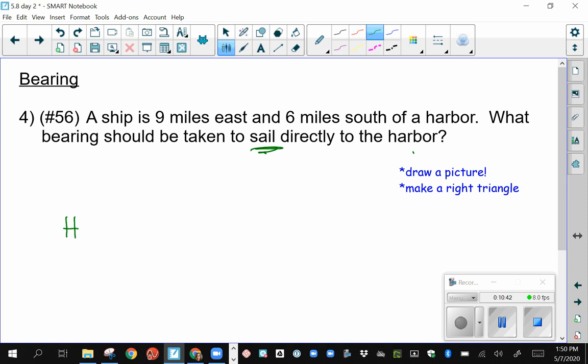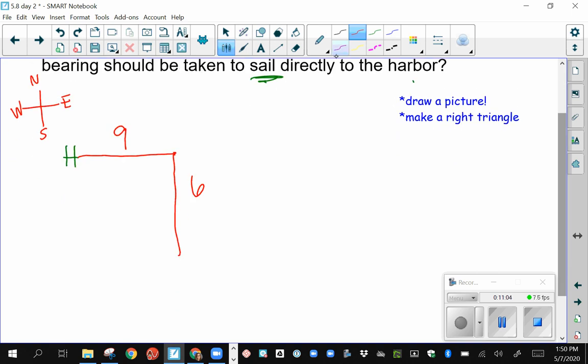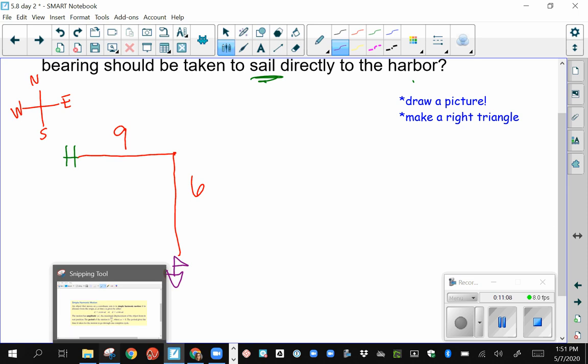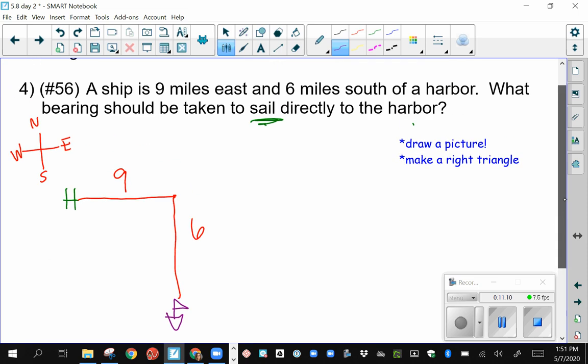Here is my harbor. You might need to know your directions. Never eat soggy waffles. From the harbor, 9 miles east, and also 6 miles south. That's where my ship is located. Get my fancy ship. All right, that's a great start.